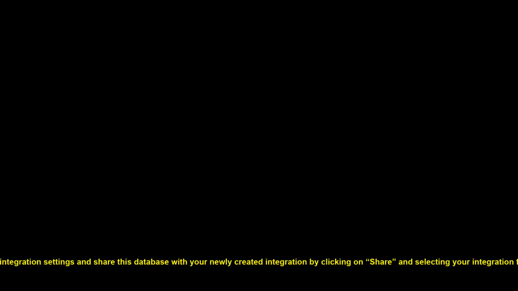Next, open Notion and create a new database for your habit tracker. Customize the database to include properties like habit name, frequency, status, and notes. Go back to your integration settings and share this database with your newly created integration by clicking on Share and selecting your integration from the options.